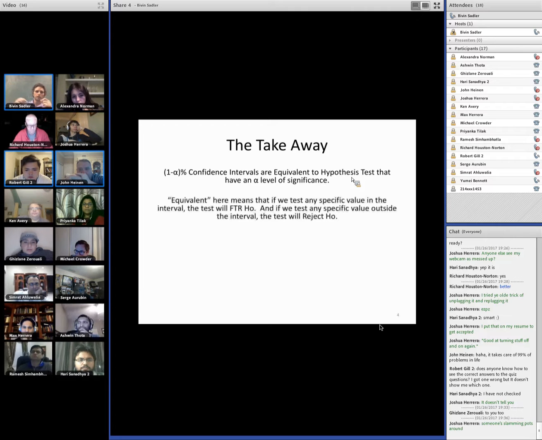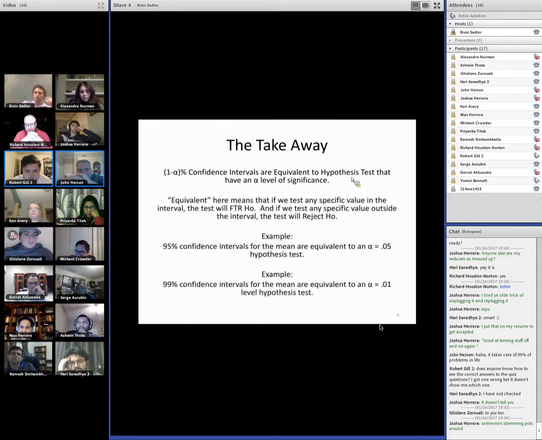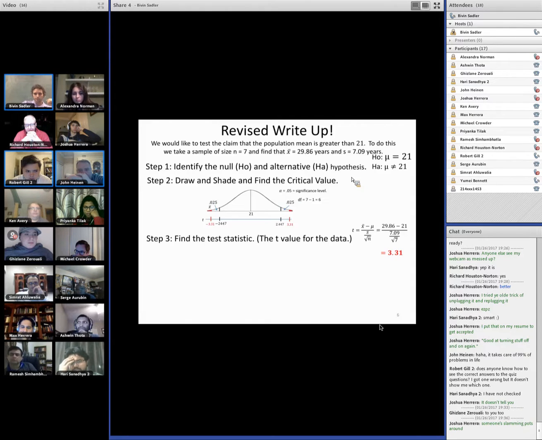And any value outside of that, so if our interval went from 3 to 5, if we tested 6, mu equals 6 versus mu not equal to 6, it would reject. Any value outside will reject. Any value inside the confidence interval will fail to reject if it's the appropriate confidence interval. So as an example, 95% confidence intervals are equivalent to alpha 0.05 tests. 98% confidence intervals are equivalent to alpha 0.02 tests. 99% confidence intervals are equivalent to alpha 0.01 tests.